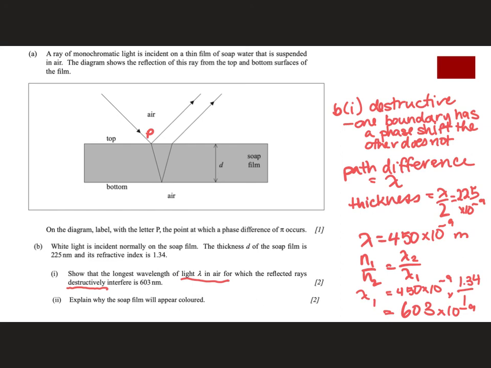The last part here, why will the soap film appear colored? Well, for 2 marks, you're going to have to describe to me, first of all, that we're going to have white light made up of different wavelengths. And because of the path difference, I'm going to have a different thickness that will give us a different interference pattern for each wavelength. So if I want constructive interference to see the blue color, I need a thickness so that the wavelength of blue will constructively interfere. And this will be different from red.